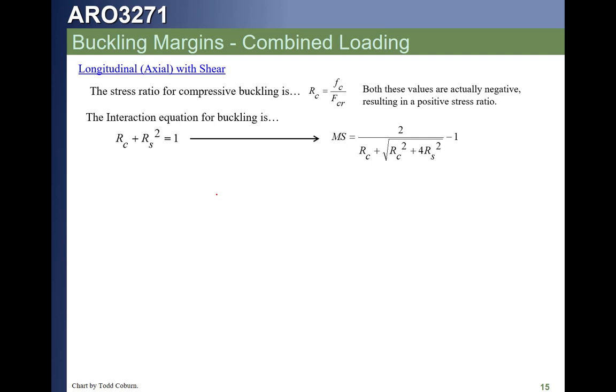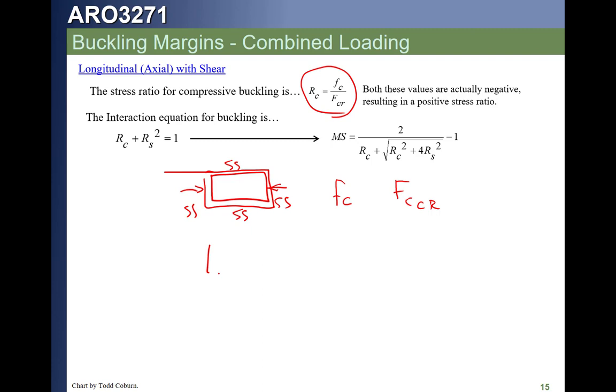The way that's done is by noting that if we have a panel or a plate, panel is another common word we're going to use for that, loaded uniaxially, let's say we have simple supports on all four edges, we know we can calculate the compressive stress, P over A, and we can calculate the compressive critical buckling allowable, which means the stress ratio is given by that equation.